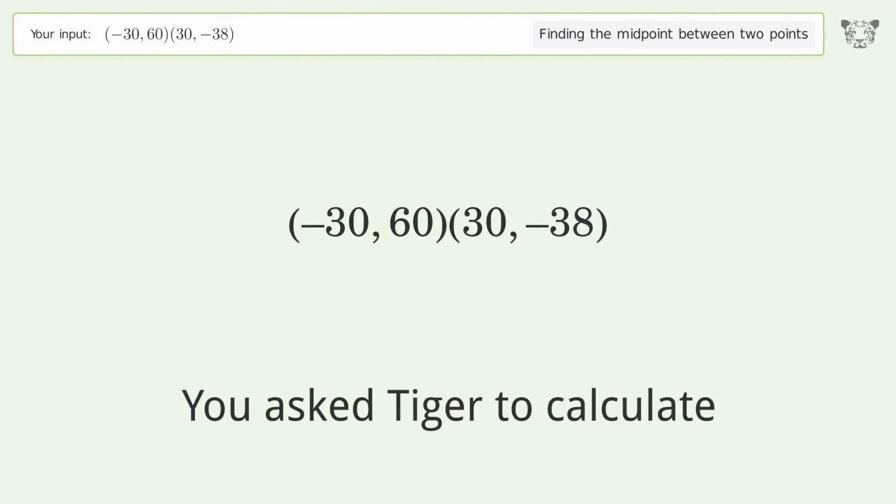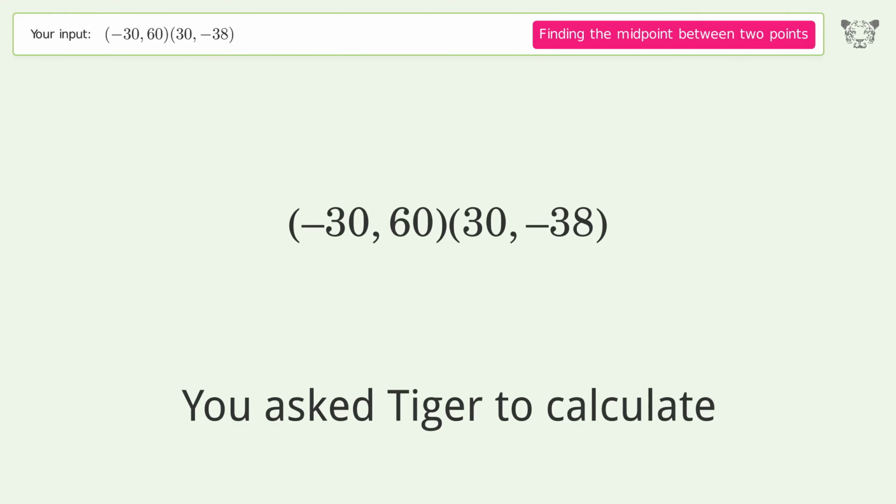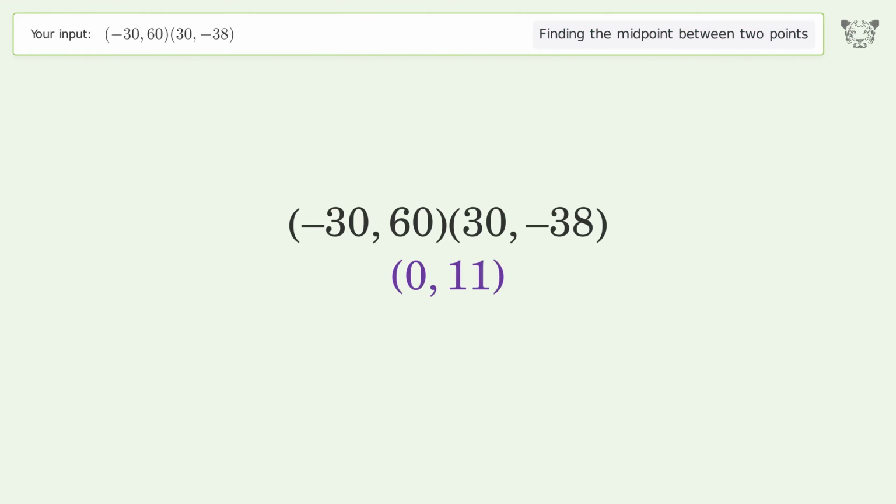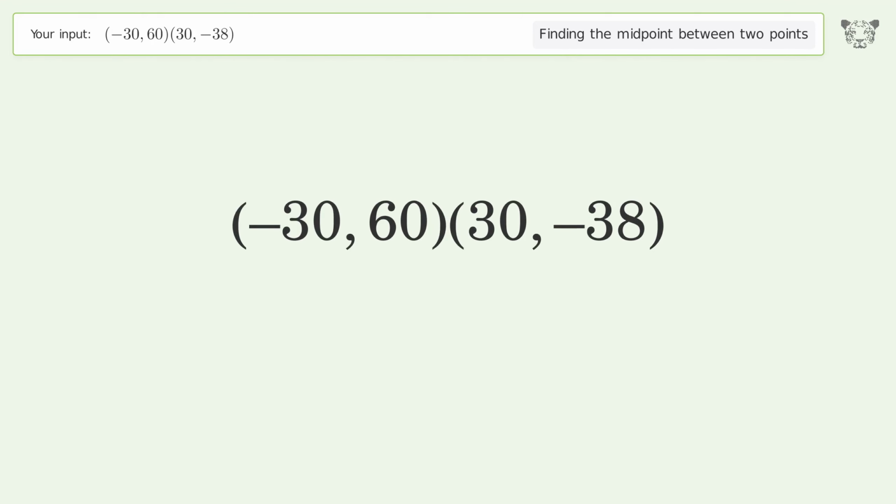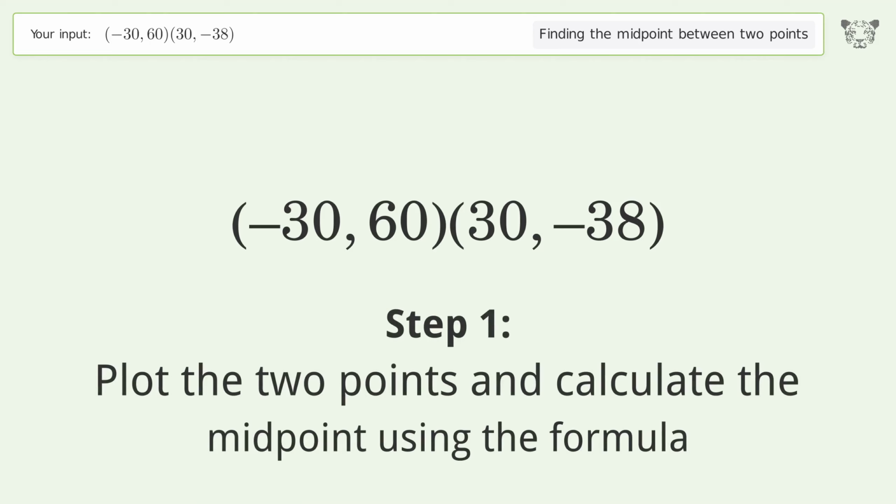You ask Tiger to calculate. This deals with finding the midpoint between 2 points. The midpoint between the 2 points is 0, 11. Let's solve it step by step. Plot the 2 points and calculate the midpoint using the formula.